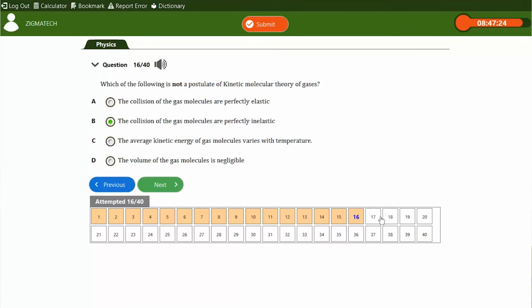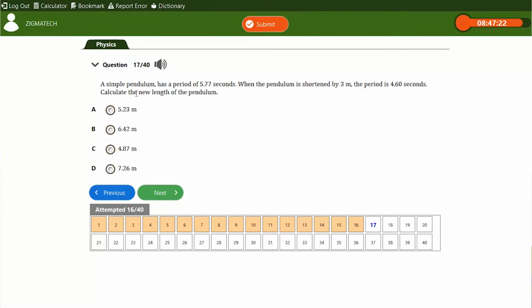So going to the next one, number 17. The simple pendulum has a period of 5.77 seconds. When the pendulum is shortened by 3 meters, the period is 4.60 seconds. Calculate the length of the pendulum.